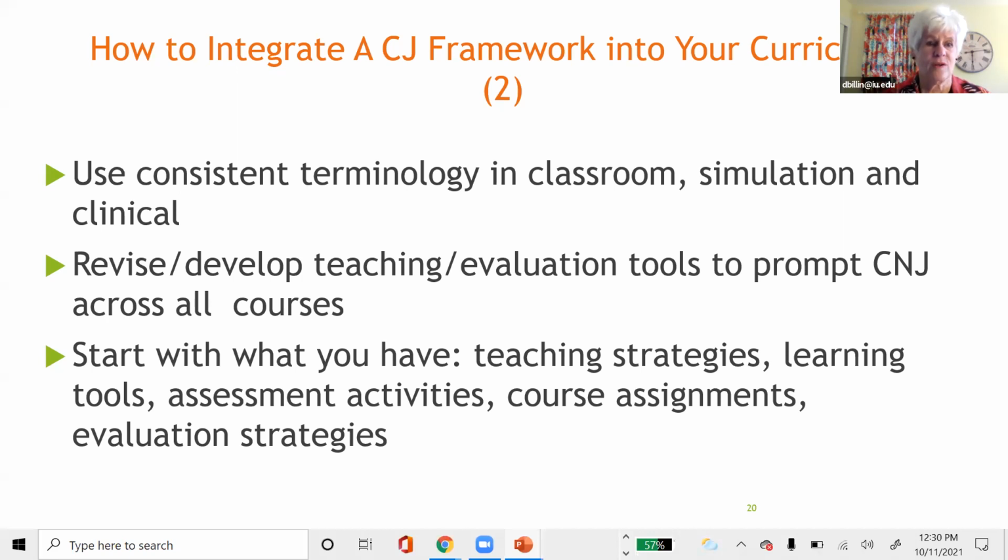And then, going forward, after you have made some decisions about what framework you're going to use and how you're going to implement it, then you can think about the teaching and evaluation strategies that you're going to use throughout your curriculum. We're going to have lots more workshops on the details of how to teach and how to assess and evaluate, so that will come. But for now, I would say start with what you have. Don't get fussed up about changing everything. Figure out how you can integrate it into your course assignments and your teaching and so on. So that's that.